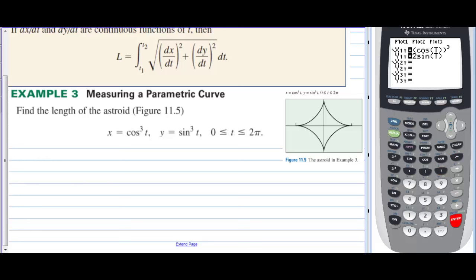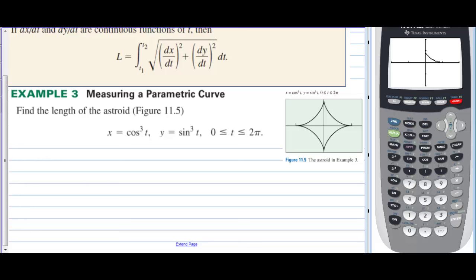And then in y1, we're going to put sine x cubed. But we're only going to go from 0 to pi divided by 2. And when we graph this, the window's kind of messed up a little bit. Let's fix the window. We're going to go from -2 to 2, and from -2 to 2, and we'll have a better window here. And notice that only 1/4 of the figure is drawn going from 0 to pi over 2.